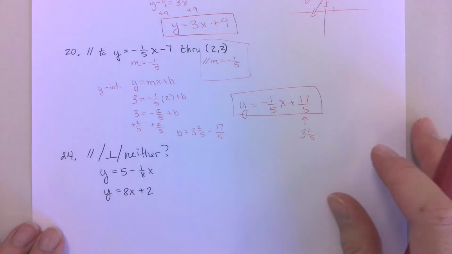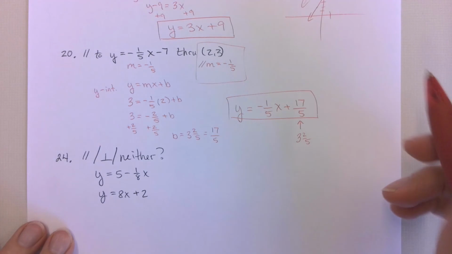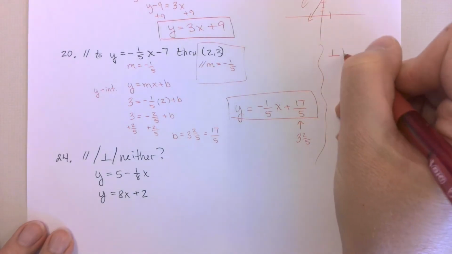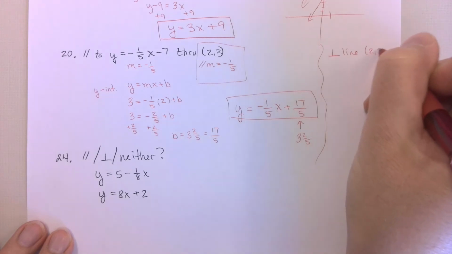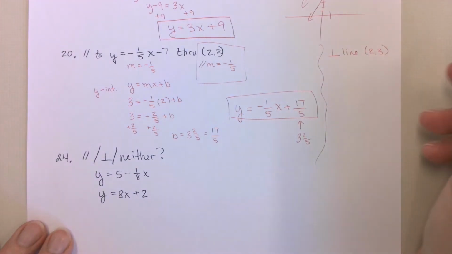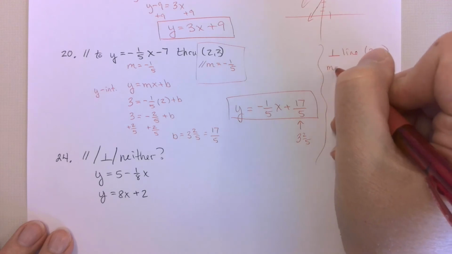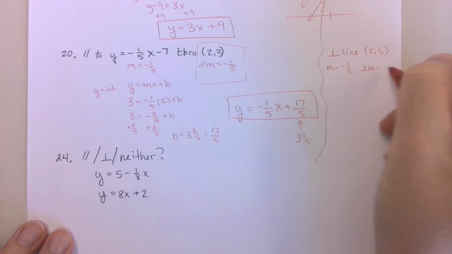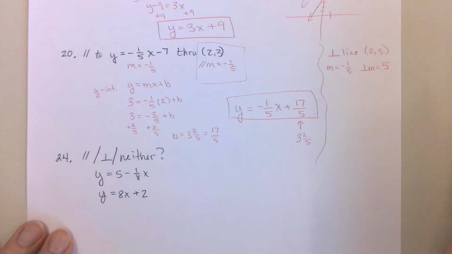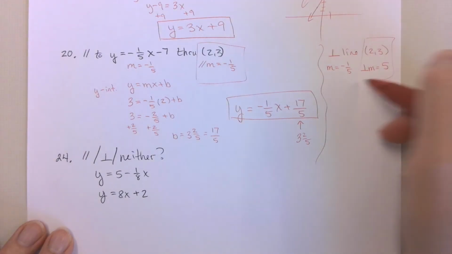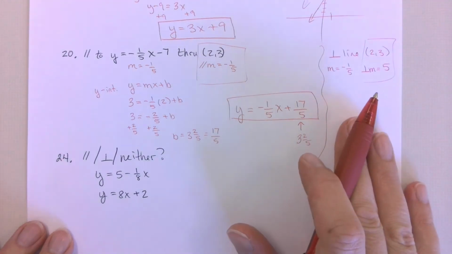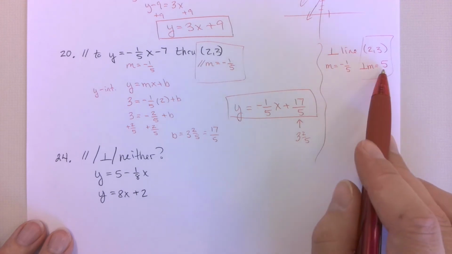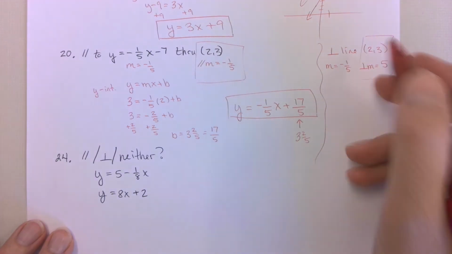Okay, now I don't have any perpendicular ones on here, but if I asked you for a perpendicular line through the point 2, 3, you're going to do the same procedure, but if the original slope was negative 1/5, your perpendicular slope would be a positive 5 or 5/1. And so we would use this information. So even though this was not the homework problem, I wanted to point out that if it was perpendicular, we use the opposite reciprocal slope, and we go through the same procedure.